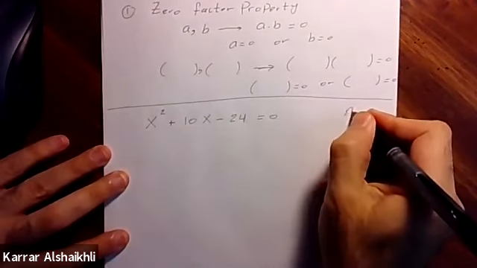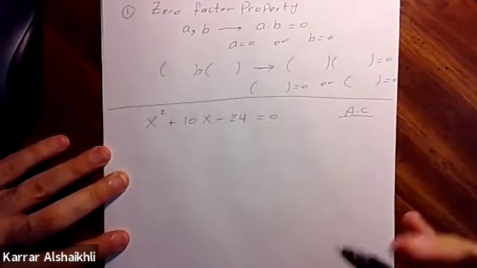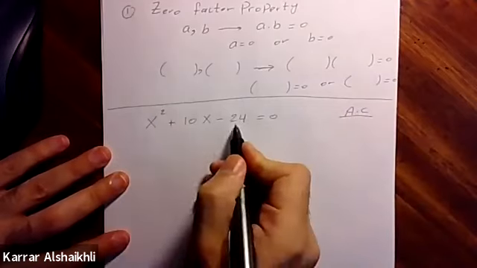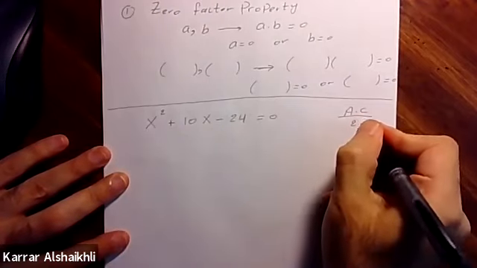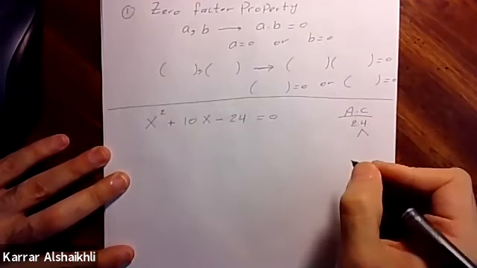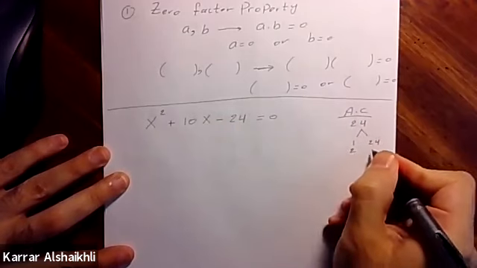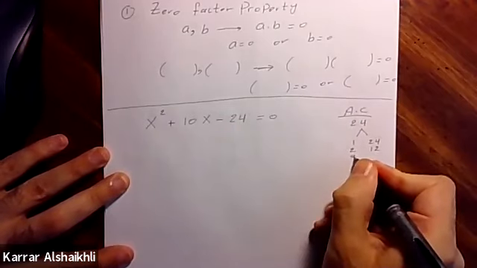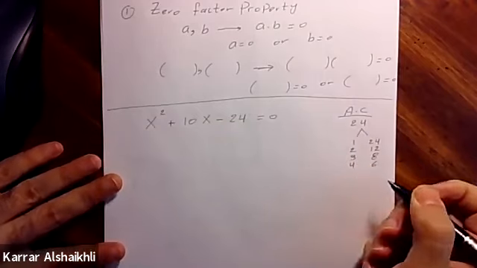So I'm going to say the AC. The important method here is going to be the AC method. This is the A, this is the C. So 1 times 24 is going to be 24. Then I'm going to factor the 24 into two numbers: 1 and 24, 2 and 12, 3 and 8, 4 and 6.